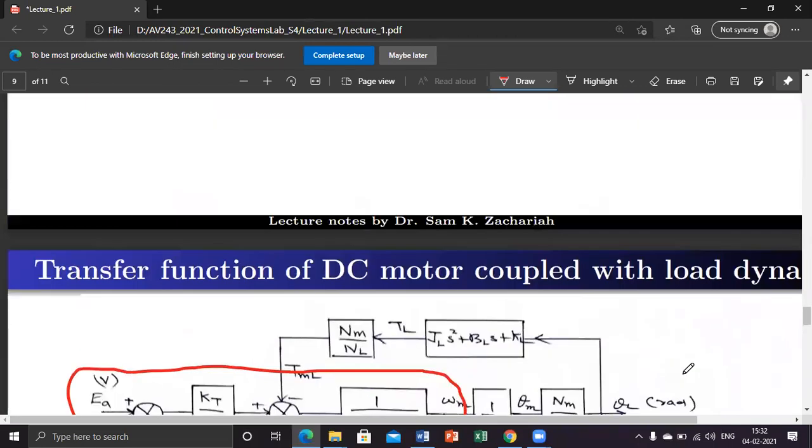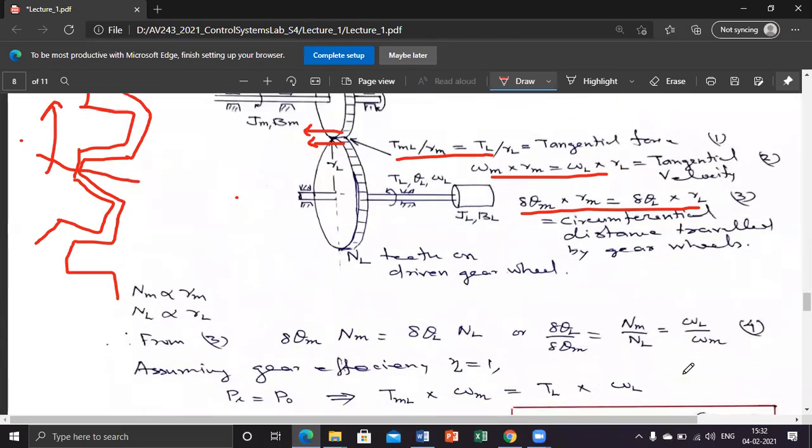Sir, if I do not take the same width for both of the gears, then how will it affect? Can you speak louder, please? If I do not take the same width for both of these gears, then how will it affect?